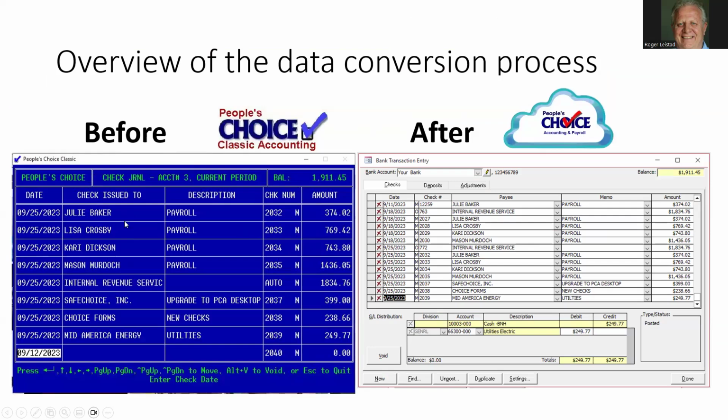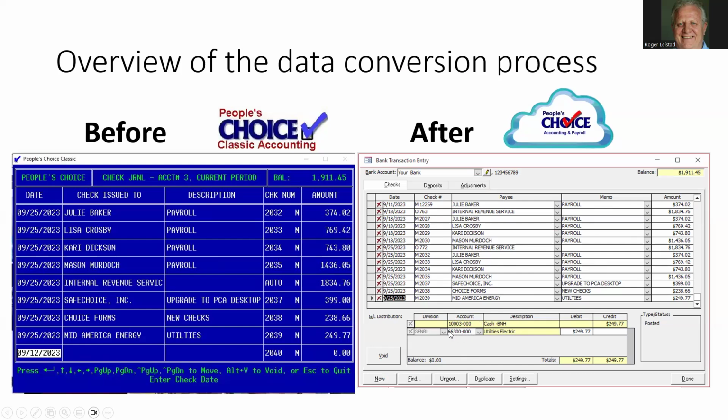So if this was your data in Classic, where you have the payroll and the checks and your bank balance showing on this screen, if you go into the banking journals with your converted data, it's going to look like this, which essentially has the same checks, has the same bank balance. And if we went through each one of these checks, it would show the same distribution of the expense. Your conversion is going to convert your chart of accounts and keep all the numbers you're used to.